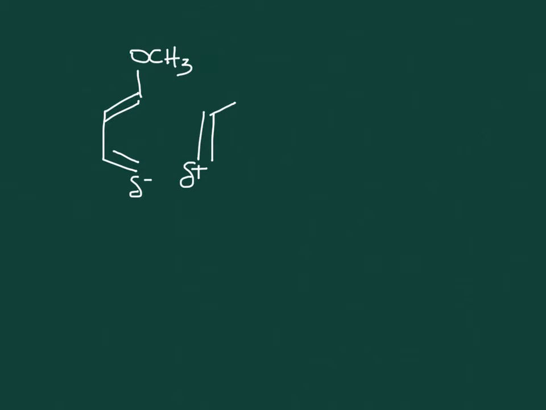So if you recall, on our diene, we had a partial negative on C4. And when we align the dienophile in such a way, we can have a partial positive match up. And this will allow for bond formation.